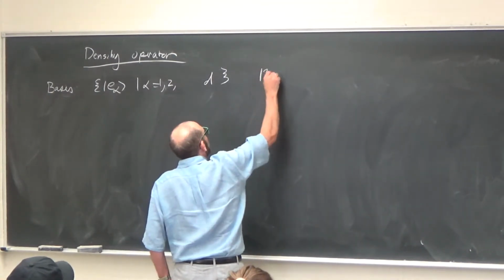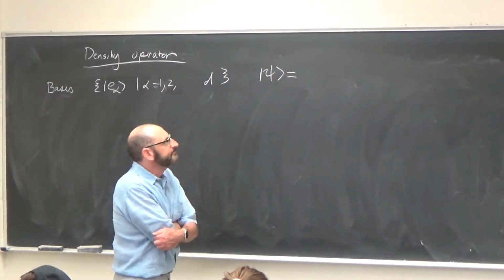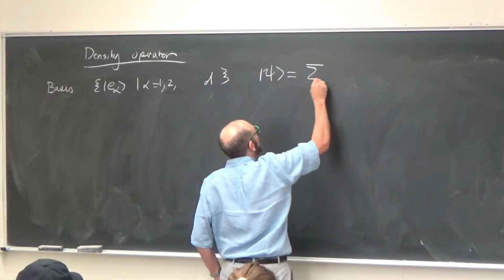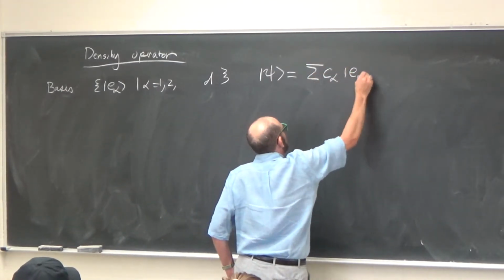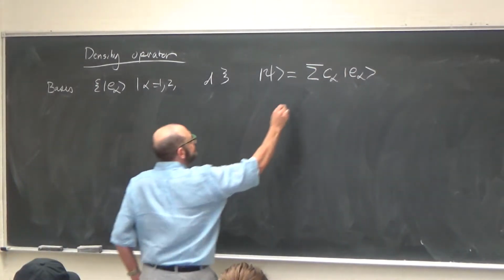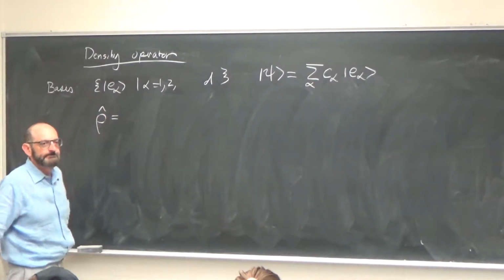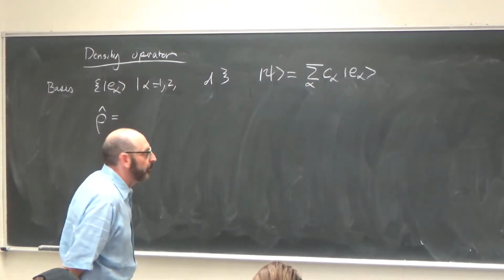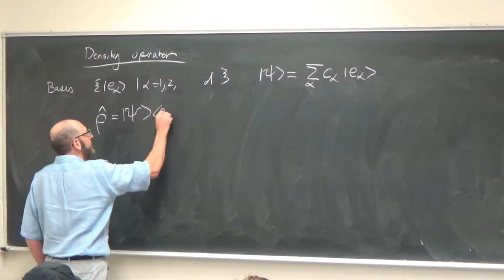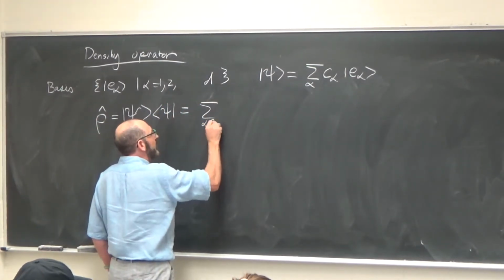So let's look at, if we wrote the state as a ket, we can of course always expand it as a superposition of the basis vectors. Right? The density operator is the following. It's the outer product of psi with itself. So I'll write that psi with two different sums.